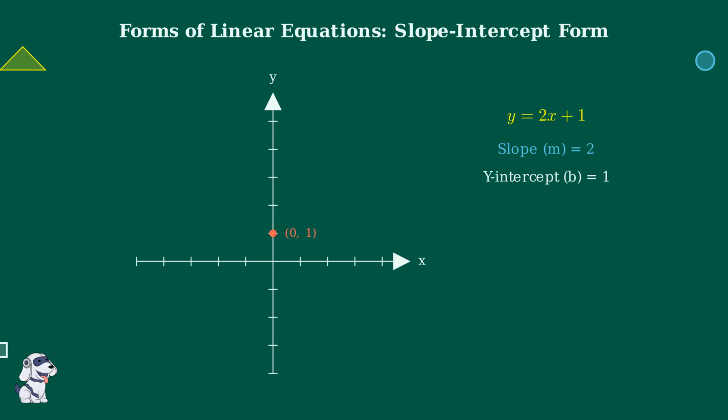Now let's see what happens when we change the slope value. When the slope is smaller, like 1/2, the line is less steep or more gentle. When the slope is larger, like 4, the line becomes much steeper.